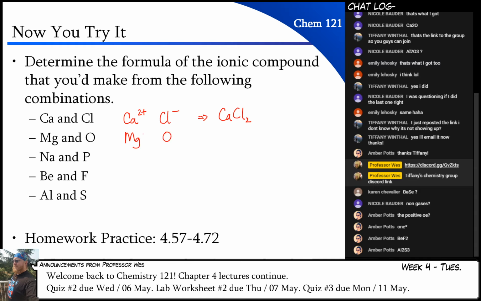For magnesium and oxygen, magnesium has a 2+ charge because it has 2 valence electrons. Got to get rid of them. Oxygen has 6 valence electrons. We'll give it 2 more to make it 8. There's its octet. And now we can make our ionic compound, MgO, because 1 of each will neutralize the charge.